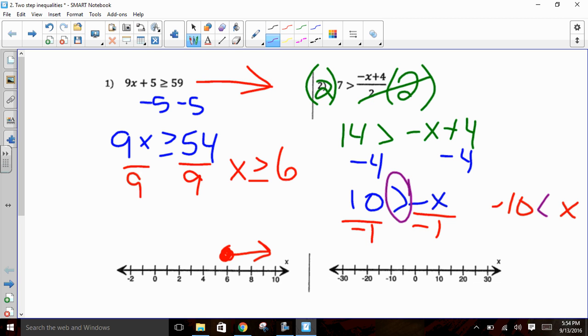So I need to rewrite that. I have my x, I have my negative 10. The x is getting the bigger side, so the x needs to get the bigger side again. So I have x is greater than negative 10. So I'm going to put an open circle at negative 10. I'm going to shade to the right.